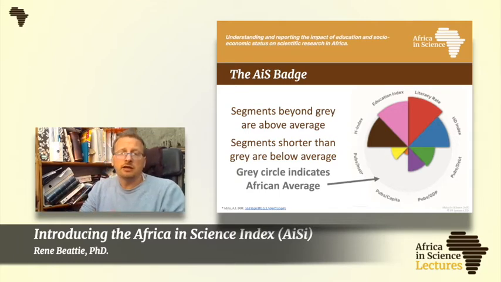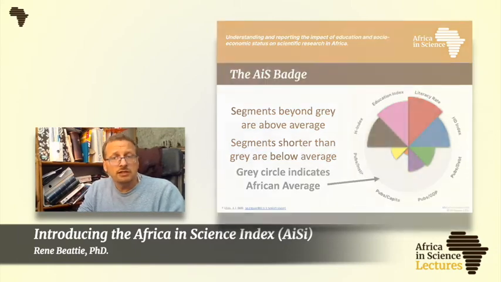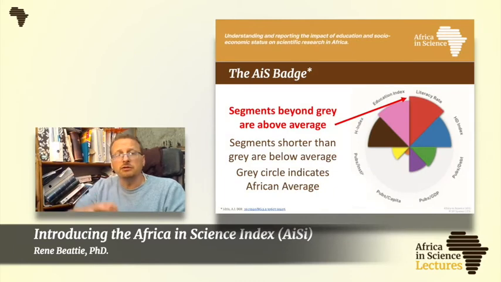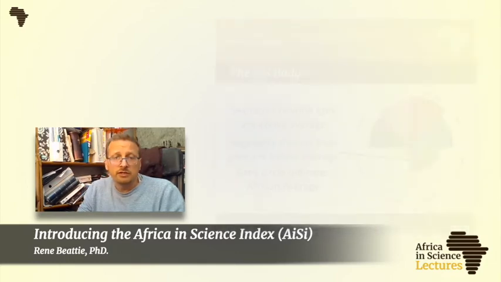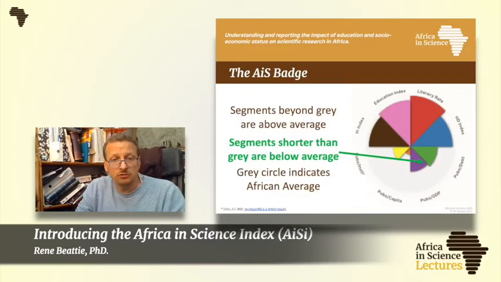Behind these we have a grey circle that indicates the African average. So if we see a segment that extends beyond this grey circle, it means that that particular factor is above the African average. If we see a factor that has a segment shorter than the grey circle, it means that that factor is below the African average.